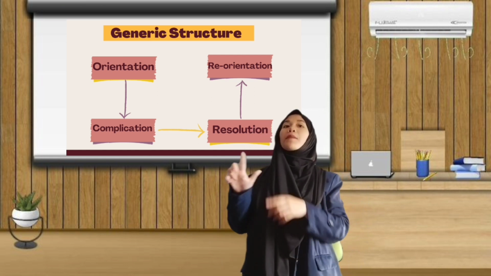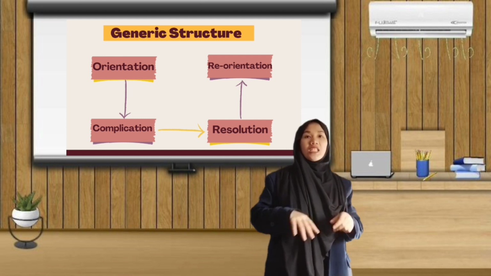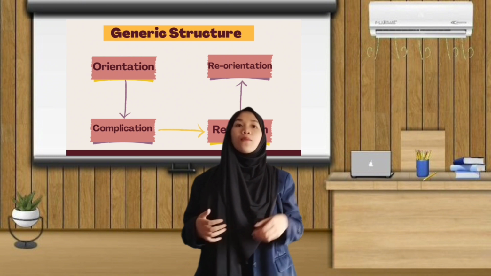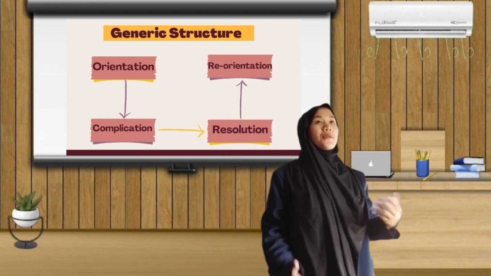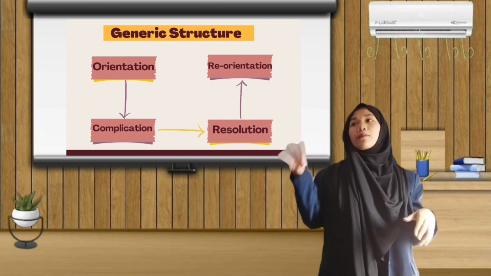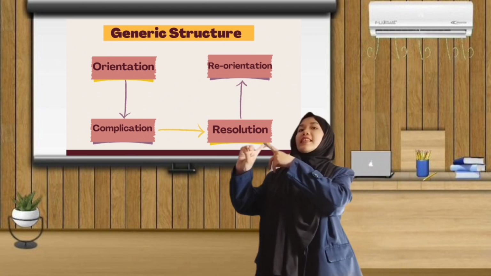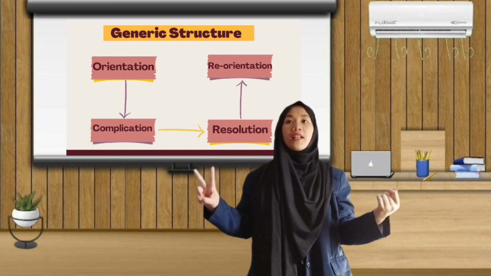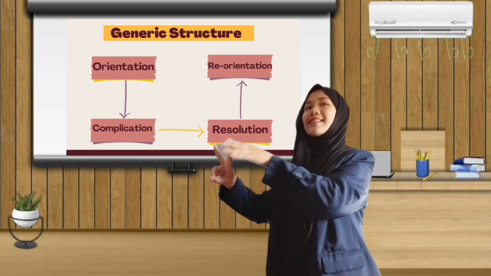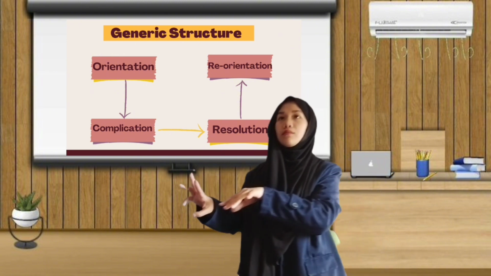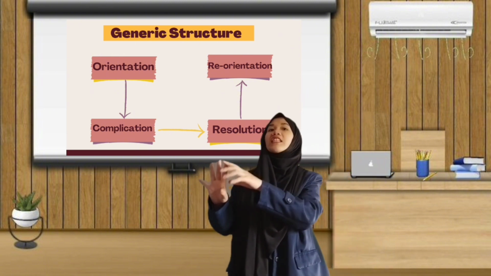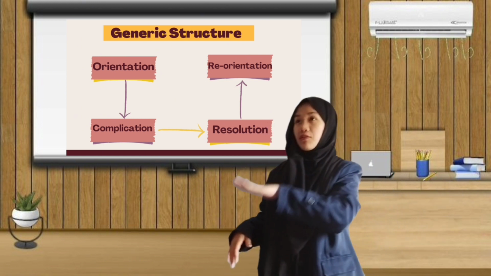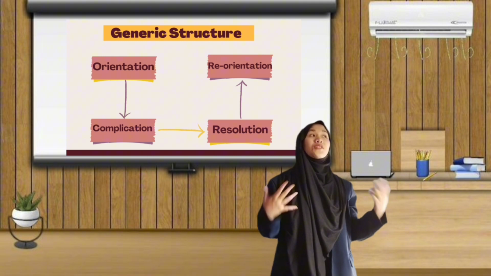Second is the complication. This section contains the problem that occurs in the story. In more detail, complication is further divided into three parts, namely, first, rising action, as the problems begin to arise, and then second, the climax, which is the peak of the problem. And the last is the falling action, where the tension of the problem starts to decrease and it starts to find the resolution.